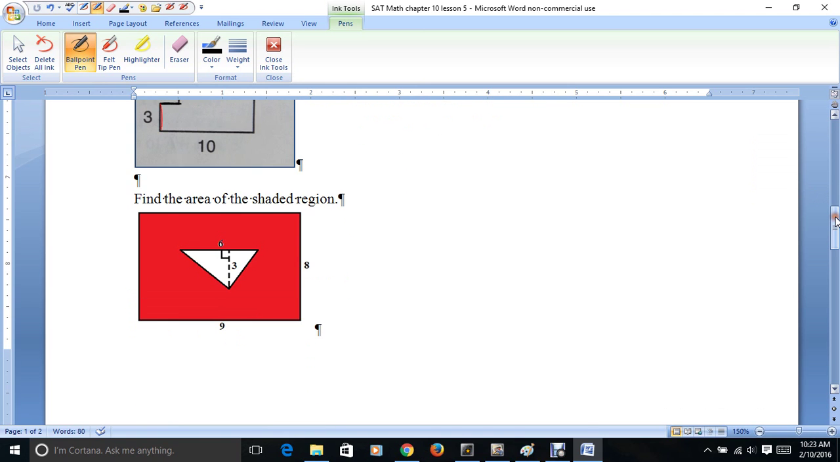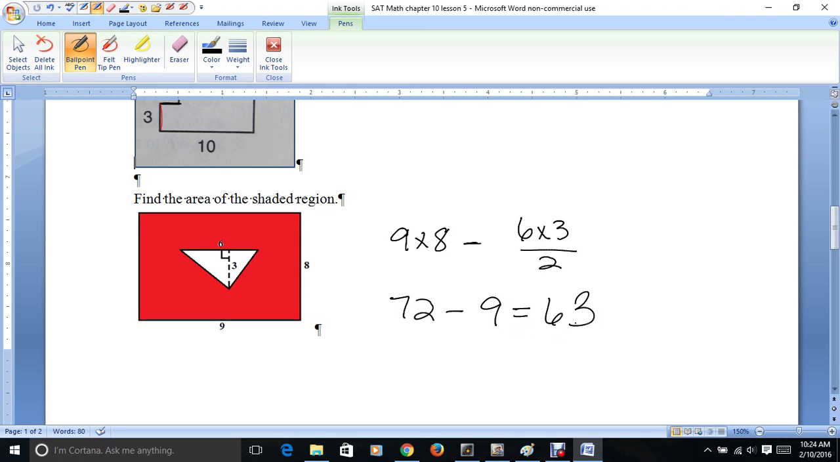Okay, this bottom one is just, we're trying to find the area of the shaded region. When you have a picture like this where you have a shaded part, what you have to do is take the area of the whole thing and subtract the piece you don't want. Alright, so the area of the whole rectangle is going to be 9 times 8. That's the whole rectangle. And then I'm going to subtract the white triangle because I only want the red part of the picture. So base times height over 2 is the area of the triangle. So that's 72 minus 18 over 2, which is 9. So that's 63 for the area of the red part.